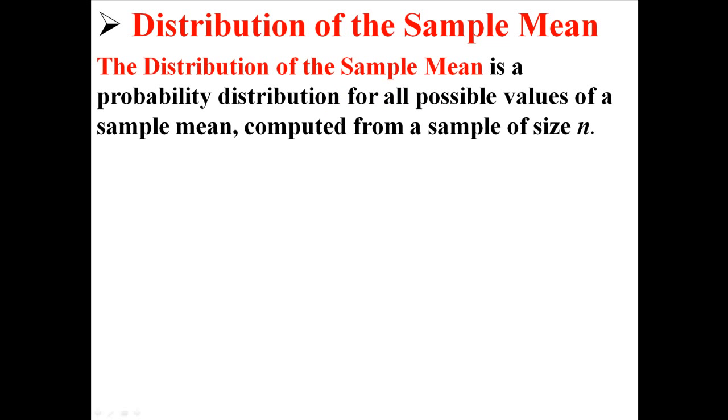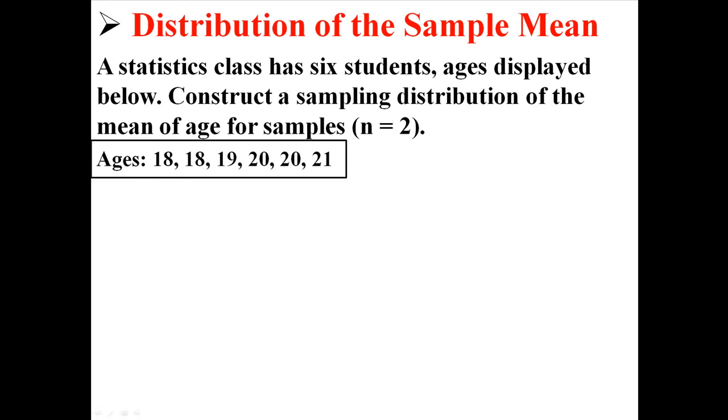Now, the distribution of the sample mean is a probability distribution of all possible values of a sample mean computed from a sample of size n. That sounds very complicated, so let me give you an example. In my example, a statistics class has 6 students with the ages displayed below. Construct a sampling distribution of the mean of age for samples with the size of 2. So below I have 6 ages, 18, 18, 19, 20, 20, and 21. And I want to take samples of size 2 from that.